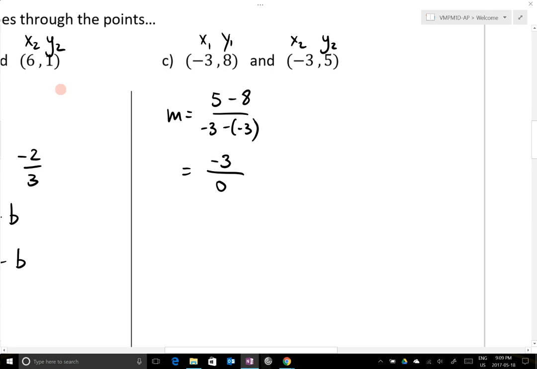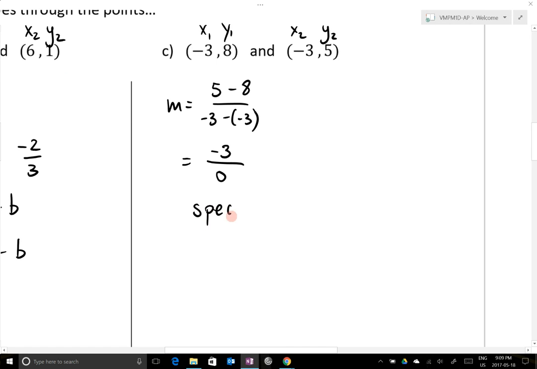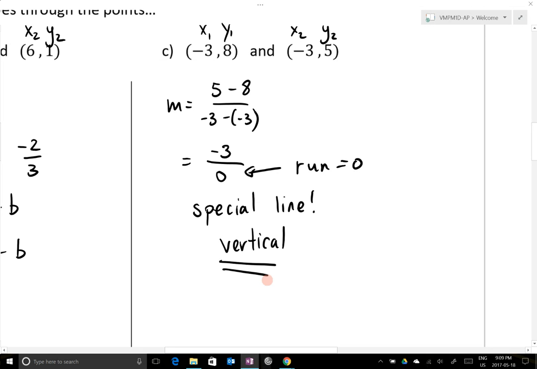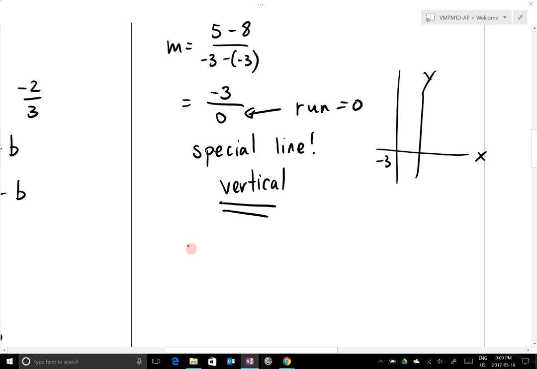There was a special case, though. This was a special line. What did you call a line that had a run of 0? No run. That was a vertical line. So the equation of a vertical line, so remember, vertical line, here's an x-axis, here's a y-axis. This is my vertical line, it's happening at negative 3. The equation of a vertical line is x equals negative 3.